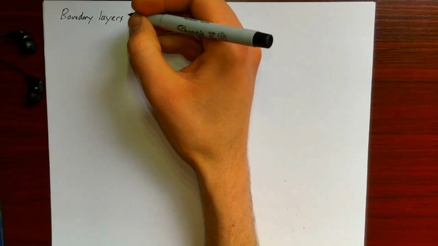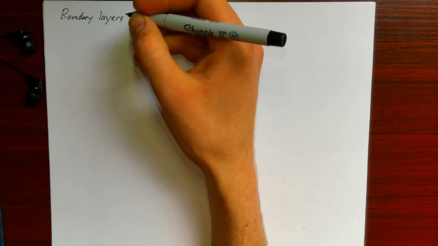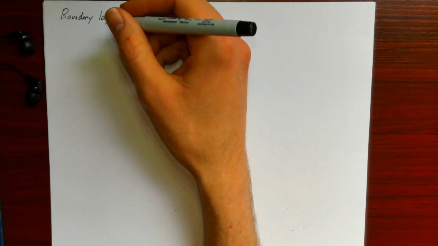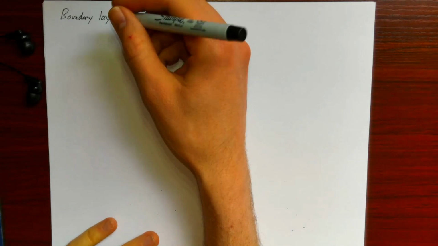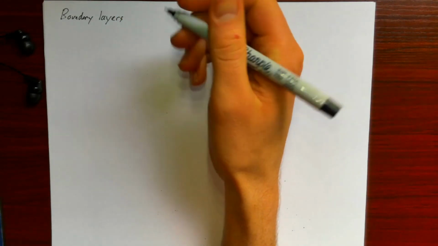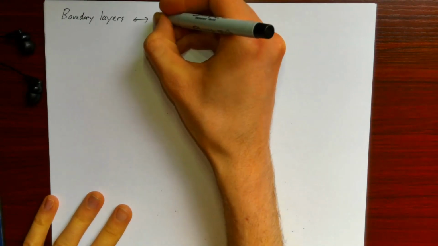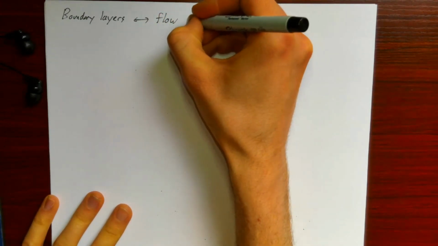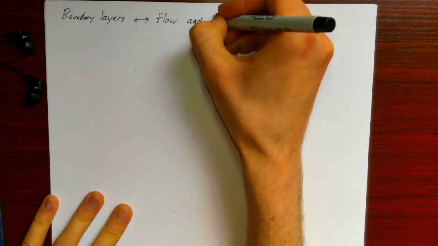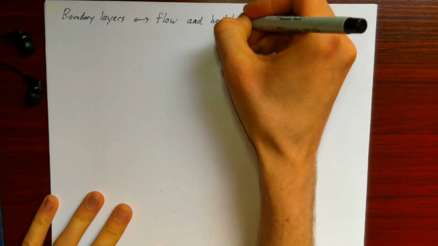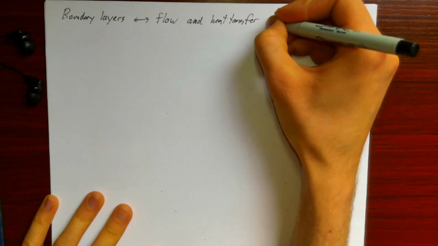And in particular, how boundary layers pertain to flow past flat plates, and how that could eventually impact heat transfer. So boundary layers and its connection to flow and heat transfer past flat plates.